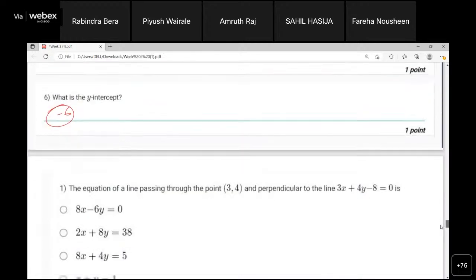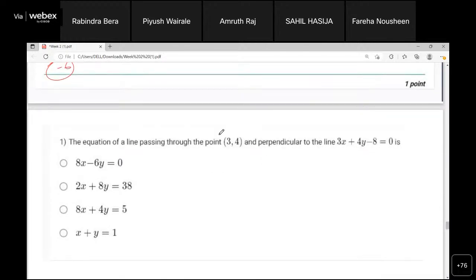Now this is the equation of a line passing through the point and perpendicular. Great. So just find the equation of a line passing through this point and perpendicular to this line. First tell me the approach. Don't tell me the answer. Tell me the approach. What do we have, A1 times A2 plus B1 times B2 equal to 0.